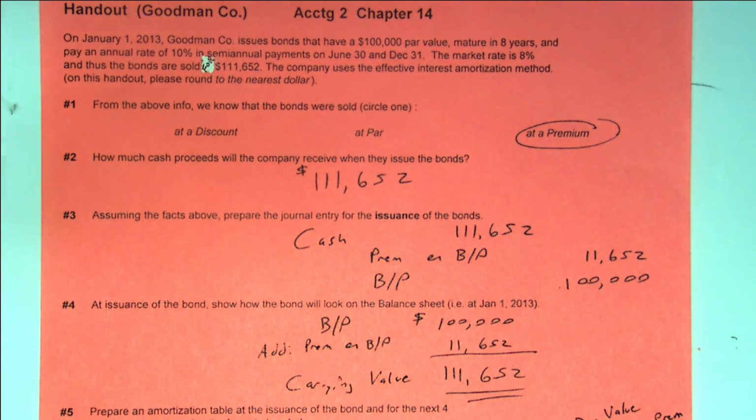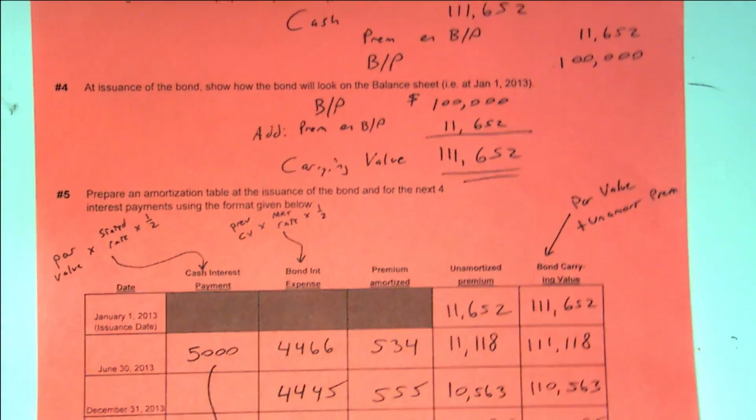I think I showed the answers in class and/or for you online folks. This might have been in the back in your selected answers. But take a look at those first four. I'll move up the sheet here in a minute. Any questions about 1 through 4 on Goodman? Anybody? Let's take a look at the amortization table.